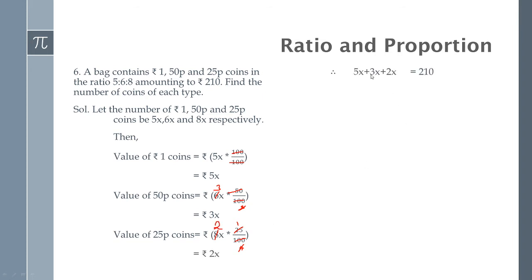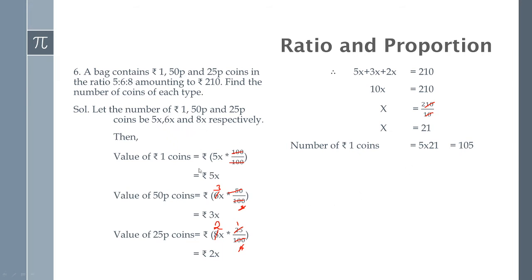Now coming to this, 5x plus 3x plus 2x is equal to 210 rupees. Now 10x is equal to 210. x is equal to 210 by 10, so 10 ones, 10 twos are 20, that is nothing but x is equal to 21. Now coming to this, the number of 1 rupee coins is equal to 5 into 21, because it is 5x, 6x and 8x.